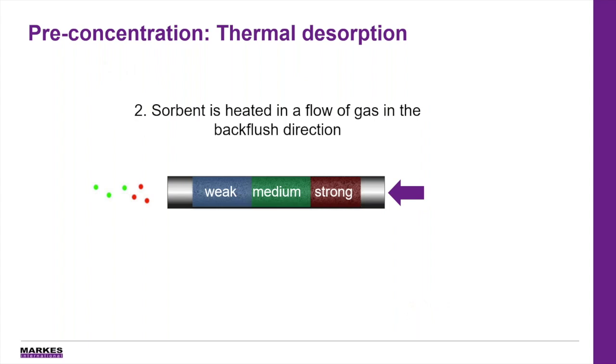In the lab, the tube is heated and carrier gas sweeps the compounds off in the opposite direction to which they were sampled. This technique, where we reverse the flow, is called backflushing, and it's the reason that we can use multiple sorbents to collect a wide range of compounds using this technique.